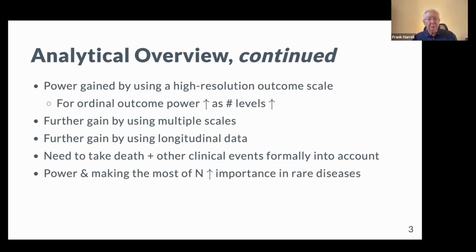So power and making the most of the sample size that you're given has increased importance in rare diseases because if your power is only 0.9 or 0.8 in a common disease with thousands of patients, it's just going to go down from there. So anything you can do to keep from losing power by having higher resolution patient outcomes is going to be extremely beneficial and it's going to make studies feasible.